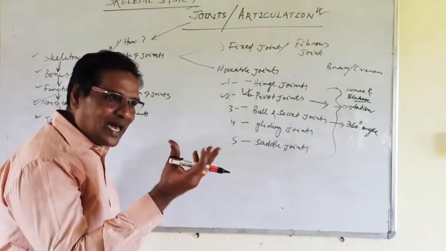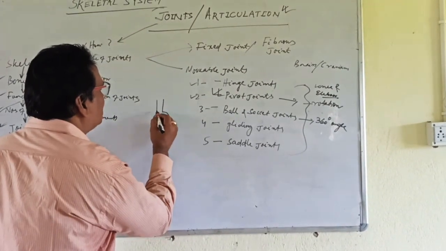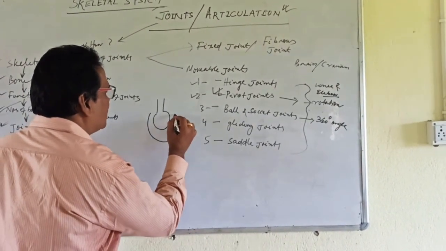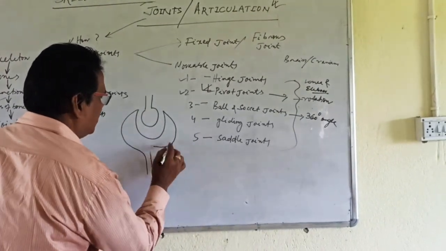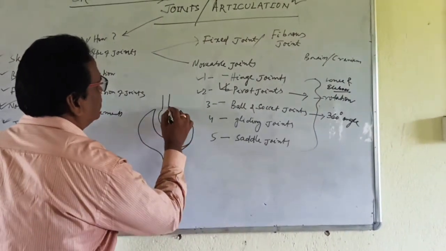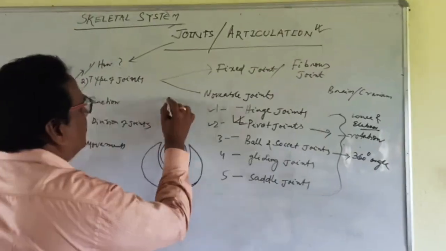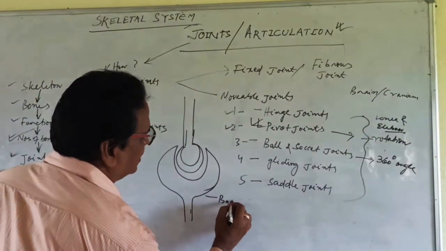Where the ball is there, another is the socket. So an example of this is the ball of the bone and this is the socket of the bone. So this is a ball and socket joint. Here is the ball of the bone and this is the socket of the bone. This is an example of a ball and socket joint.